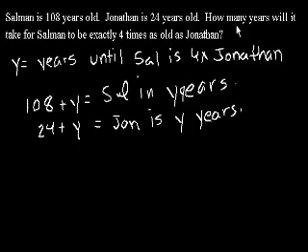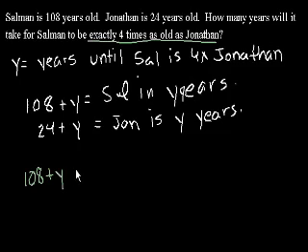It says, in how many years will it take for Salman to be exactly, let me put that in another color for emphasis, exactly 4 times as old as Jonathan? The exactly is important because Salman is already more than 4 times as old as Jonathan, but they want to figure out exactly when Salman is going to be 4 times as old. In y years, Salman is going to be 108 plus y, and after y years, he's going to be exactly 4 times as old as Jonathan, who's going to be 24 plus y years old.